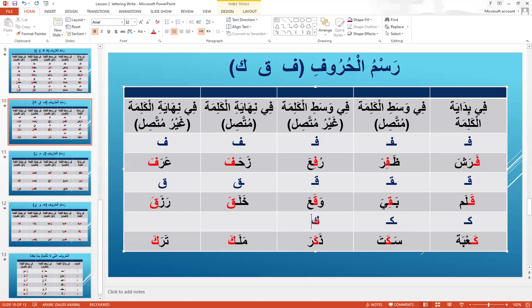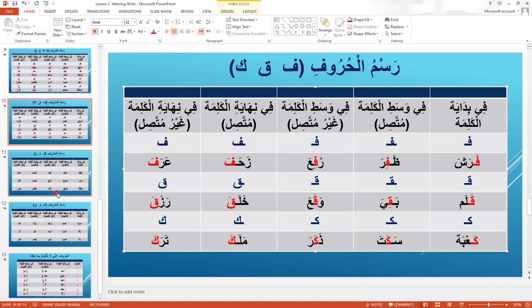So kaf fi wasatil kalima ghayr muttasil. Kaf at the middle of the word, not connected, so we can see the connection on the left. Now, kaf fi nihayatil kalima muttasil. Kaf at the end of the word, connected, so we see its connection, then we write kaf normally. Then kaf fi nihayatil kalima ghayr muttasil. Kaf at the end of the word, not connected, so we just write it normally as we've been writing it, then we call it a day. So this is how to write fa, qaf, kaf.